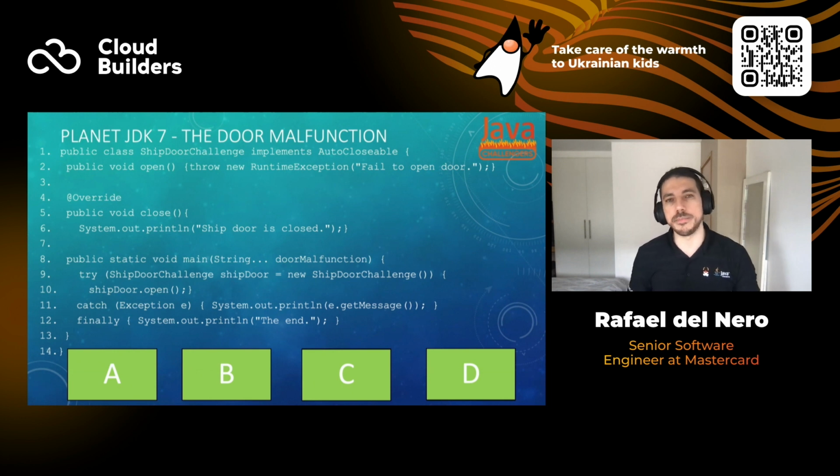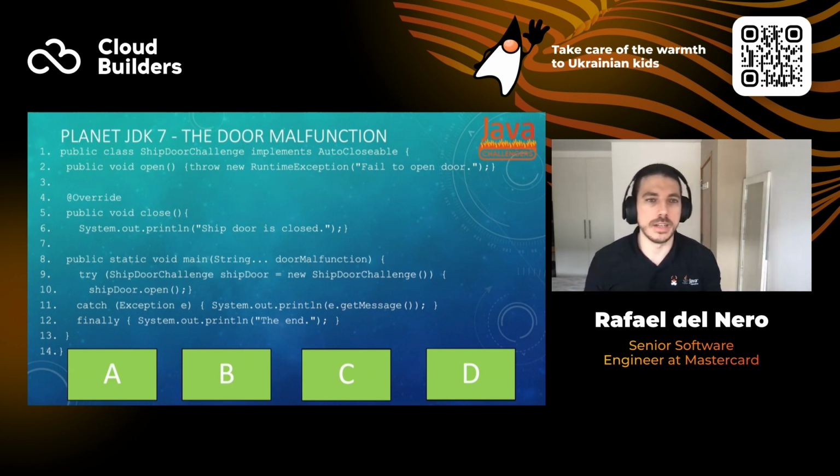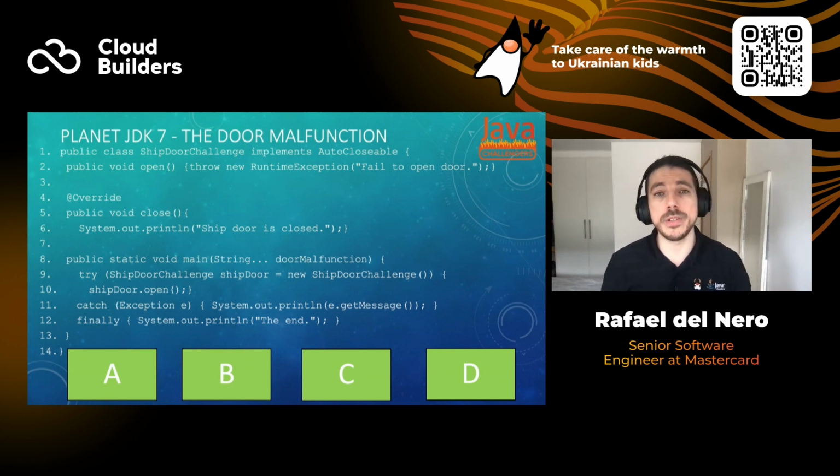If you're using, for example, JDBC, you can just put your JDBC implementation inside the try block, and that should be enough. You don't need to close resources manually when we are using these concepts. So that's why it's so important. So I'm just going to give you a brief here of this challenge, and then you can give your best answer.